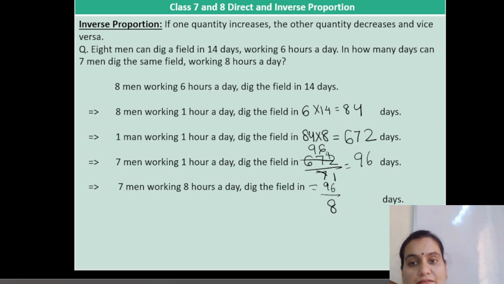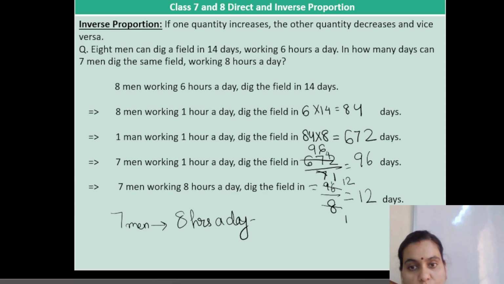So now if I divide, what will become? 8 ones are 8, and here also 8 ones are 8, 9 minus 8 is 1, so it becomes 16 in the next step. So 8 twos are 16, so 12 days. 12 days is the answer. So 7 men working 8 hours a day require 12 days to dig the entire field.